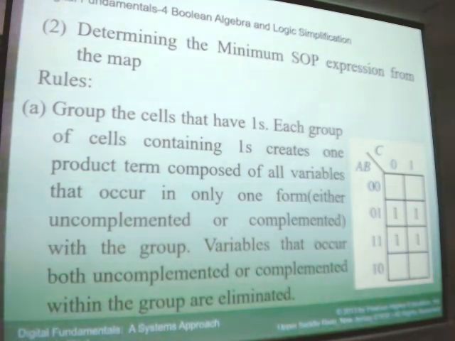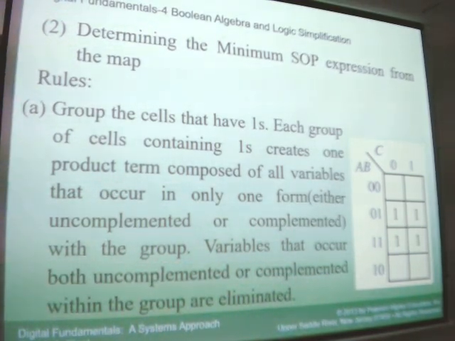Each group corresponds to a product term, and if in the group all the variables occur either uncomplemented or complemented, then the variable is retained. If a variable is 0 and 1, then the variable must be eliminated.